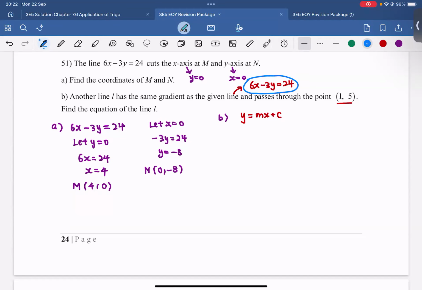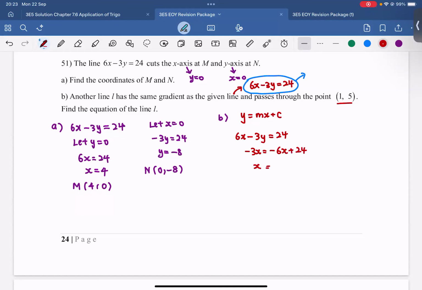Use the coordinate. That is not very smart. So what do we do? The smarter move is actually to rearrange this equation to find your m. Because this equation is not in the form of y equals mx plus c, we shift the 6x over, becoming minus 6x. Then we divide by negative 3.